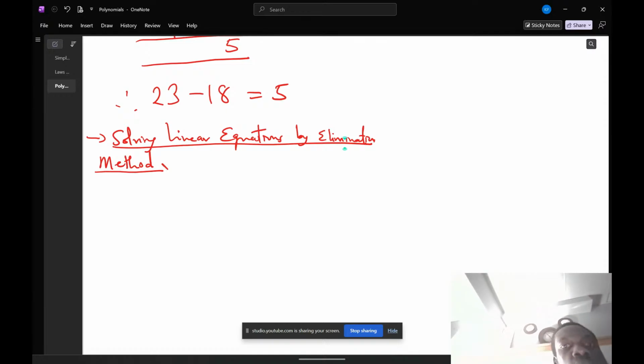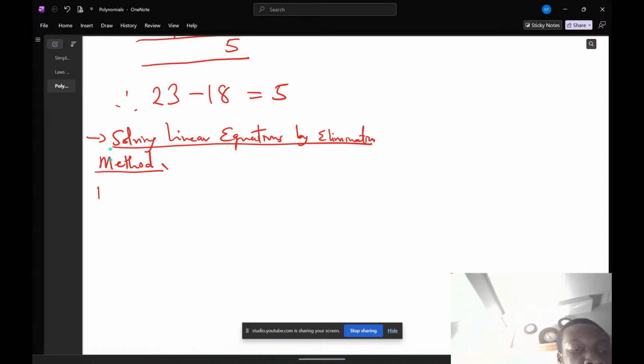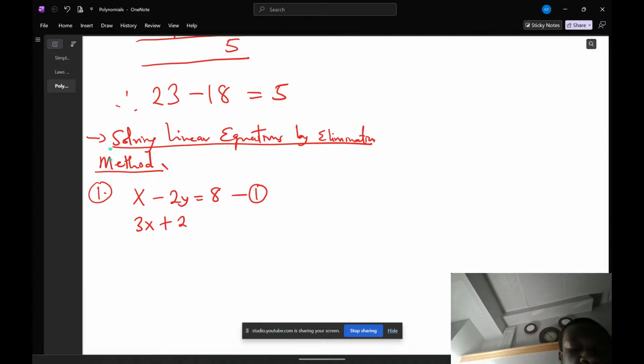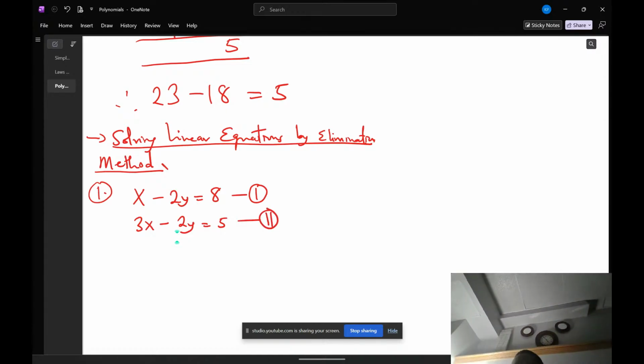So now let's do x minus 2y is equals to 8, equation 1, and 3x minus 2y is equals to 5, equation 2. Now I'm going to solve by elimination method.